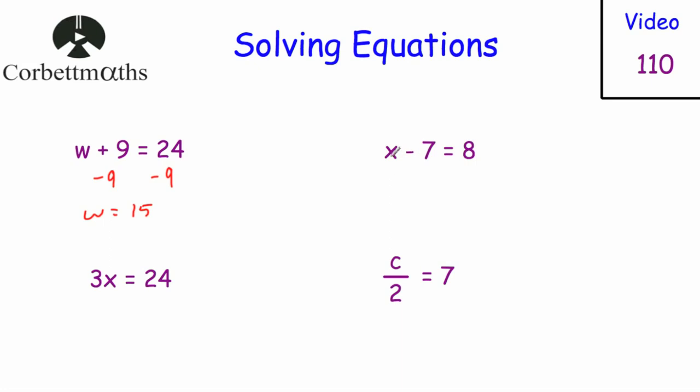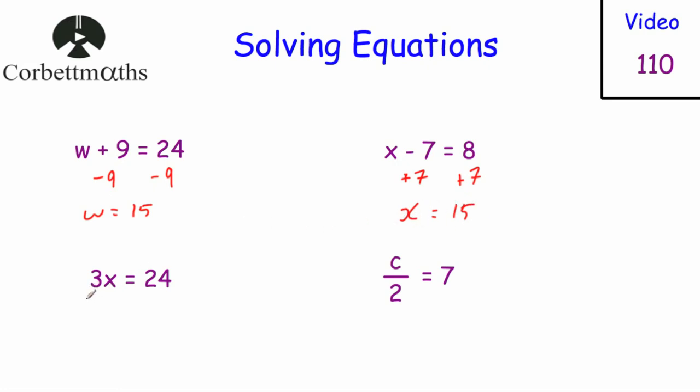So our next equation is x minus 7 equals 8. So we want to get the x on its own, so we want to get rid of this take away 7. The opposite of take away 7 is add 7, so add 7 to both sides of this equation. So we've added 7 to get rid of the minus 7, so we're just going to be left with x. And on the right-hand side, we've got 8 plus 7, and 8 plus 7 is equal to 15. So x is equal to 15.